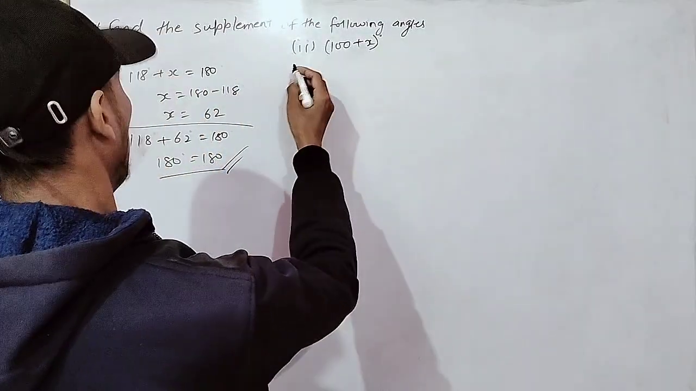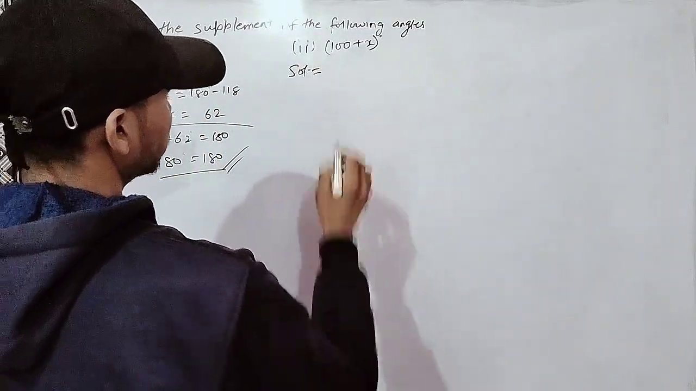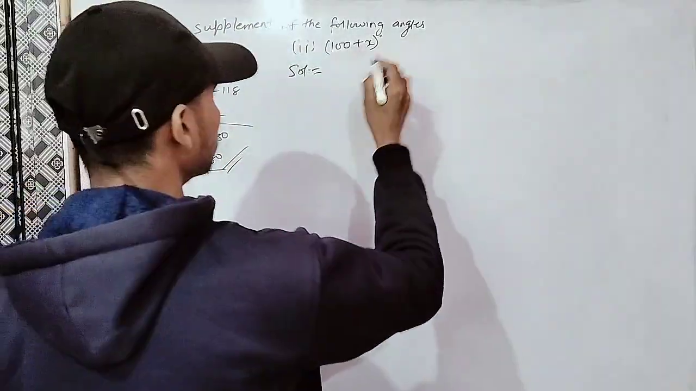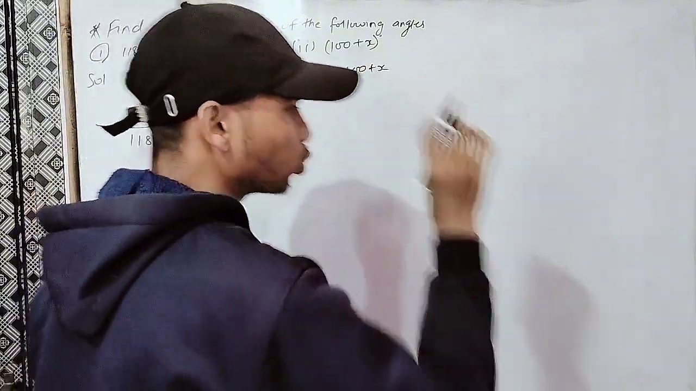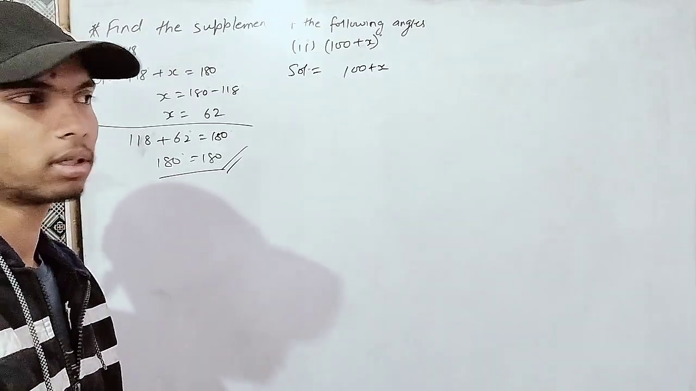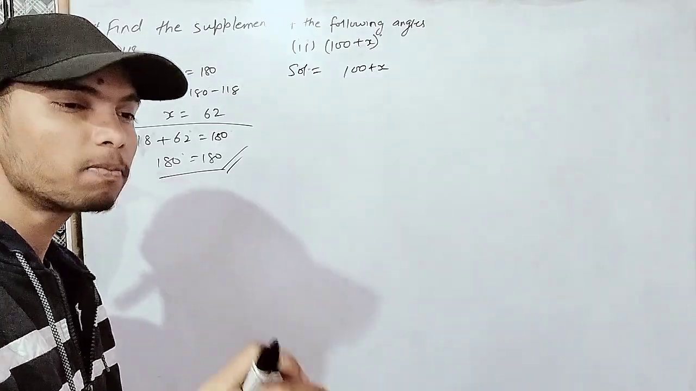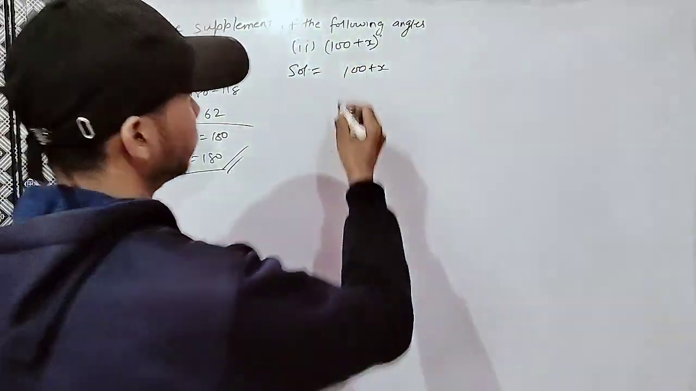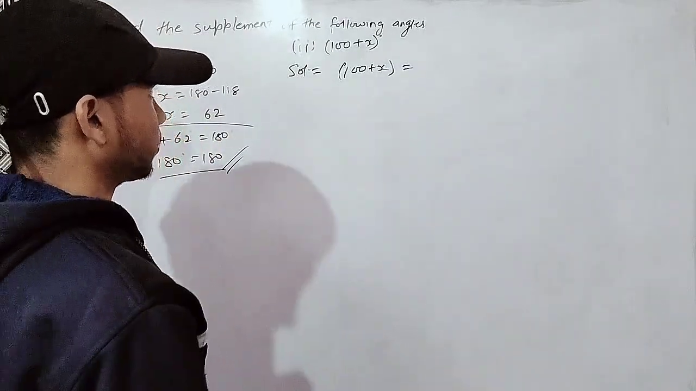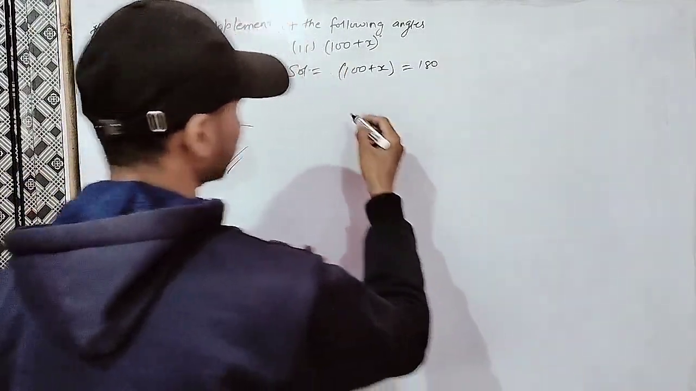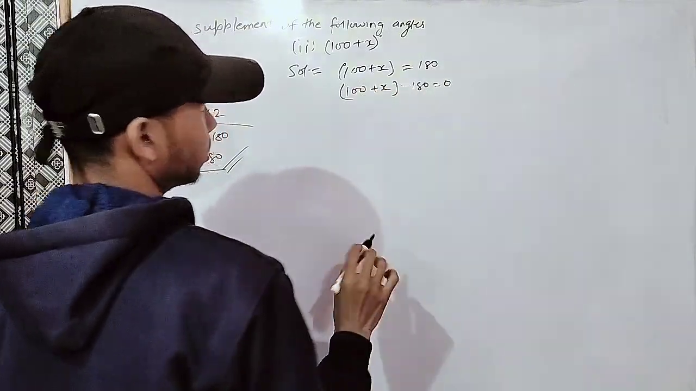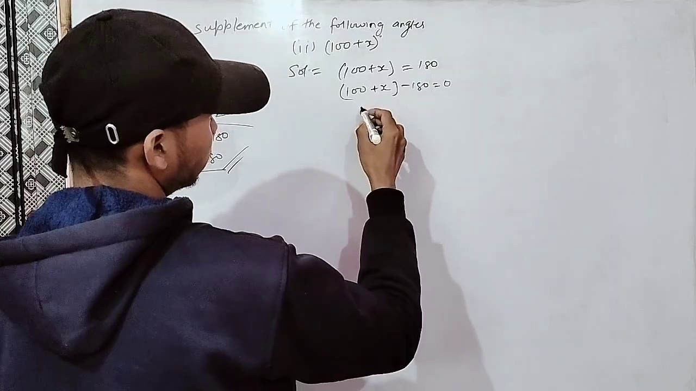Next. This is complicated. It is saying that you just have to identify, you just have to find out the value of the supplement angle of this. We don't know. Okay. How much? 180. Just the equation, 180. This is just an equation, you already know.